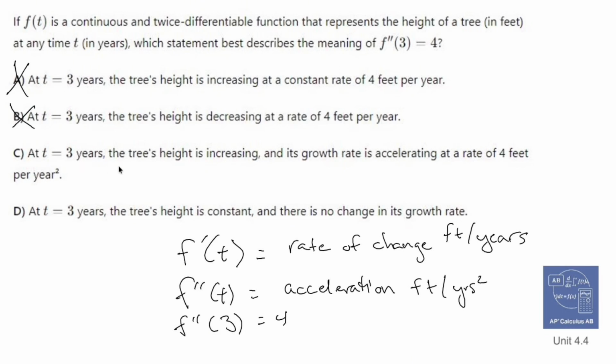At t equals 3 years, the tree's height is increasing, which is true, and the growth rate is accelerating at a rate of 4 feet per year squared. That's going to be my guy. The other option is at t equals 3 years, the tree's height is constant. That's not true at all. Okay, so we have acceleration, and so C is going to be our answer. Nice.